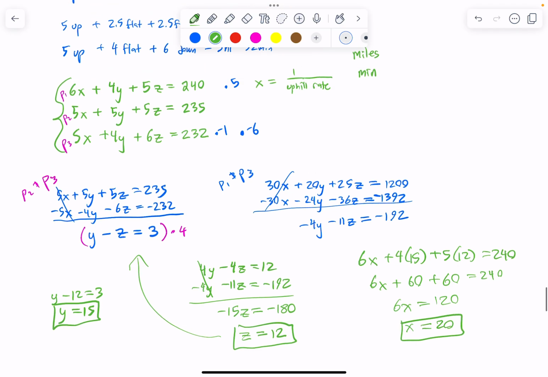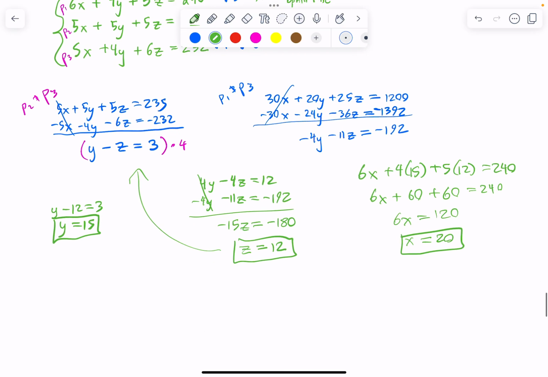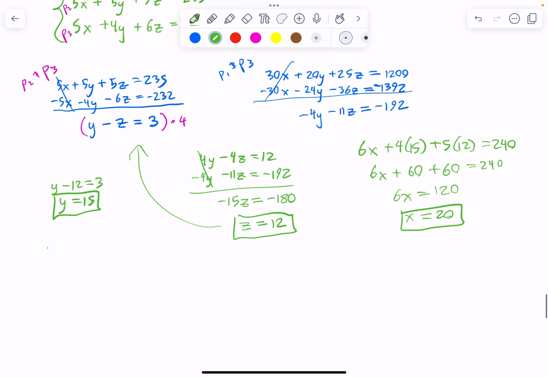Okay, so remember, x was 1 over the uphill rate. So this means, whoops, I'm going to erase what I just wrote. I'm going to say the uphill speed is equal to 1 over 20. And again, we are doing the units: 1 over 20 is the rate, how many miles per minute. Maybe that's not a useful unit.